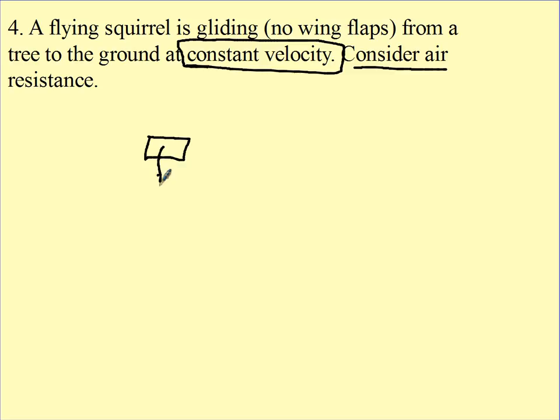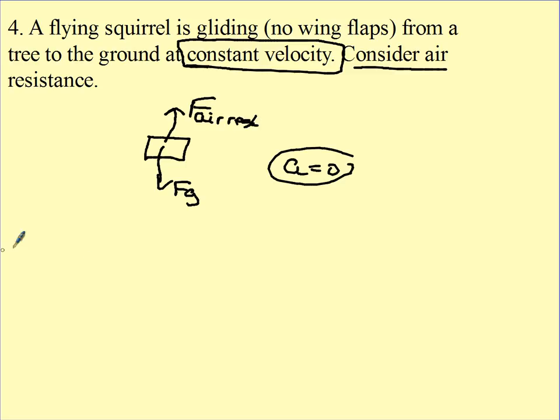First force is always gravity. And I know my acceleration is 0. Because my acceleration is 0, I know I've got to have balanced forces. And since I have gravity pointing down, this tells me I have to have some sort of force going up. And I'm going to call this air resistance.